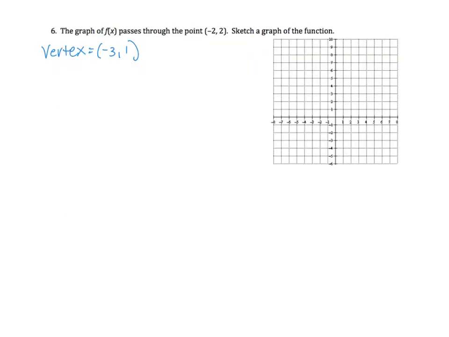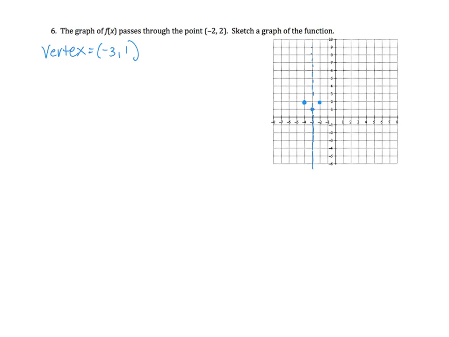Okay, so now let's draw the graph a little bit more accurately with an extra piece of information. This says the graph of f of x passes through the point negative 2, 2. Okay, well, I know my vertex is at negative 3, 1. I now know there's another point at negative 2, 2. And I'm going to use my axis of symmetry to find another point. So I know that if I have a point 1 to the right of my axis of symmetry, I also have to have a point 1 to the left.